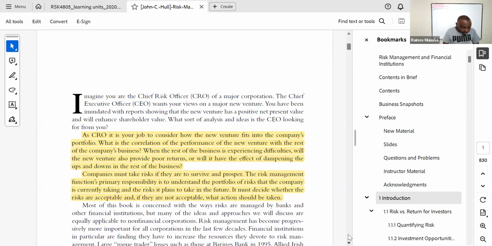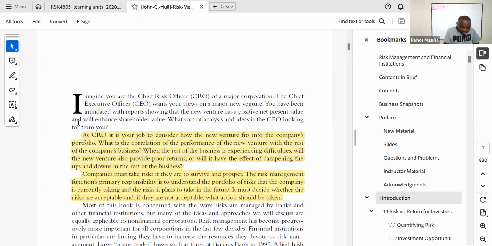The chief risk officer. I always read the highlighted sections. As chief risk officer, it is your job to consider how the new venture fits into the company's portfolio. So what is the correlation of the performance of the new venture with the rest of the company's business? When the rest of the business is experiencing difficulties, will the new venture also provide poor returns, or will it have the effect of dampening the upwards and downwards of the rest of the business?